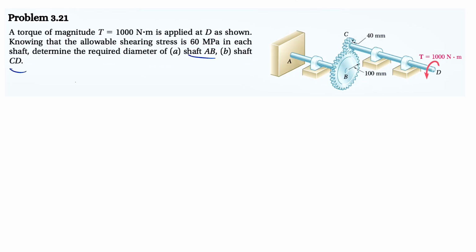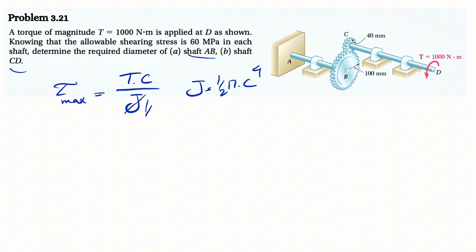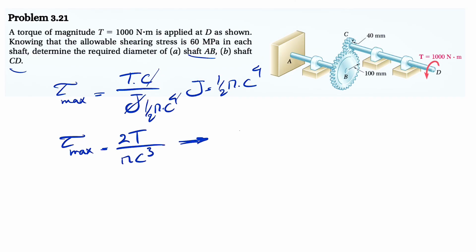So we're going to be dealing with the elastic torsion formula that we talked about over and over. The maximum shearing stress is equal to torque times the radius of the shaft over J, or moment of inertia. Since we have a solid shaft, the moment of inertia would be 1/2 of pi times the radius to the power of 4. If we put that in here, we can simplify this formula. The maximum shearing stress will be 2T over pi c cubed. And since the question is asking for the diameter, we can find the radius first, and after that we should be able to find the diameter by just multiplying the radius by 2.